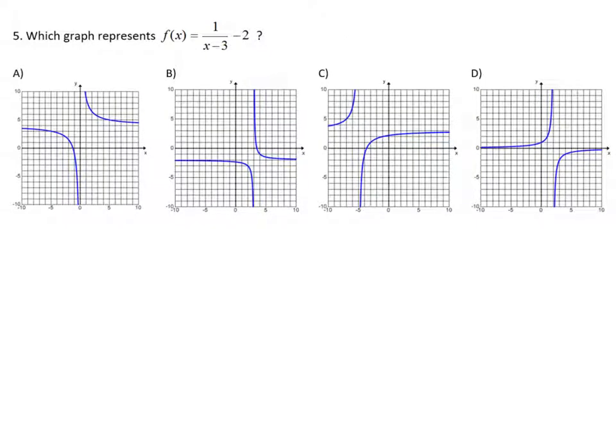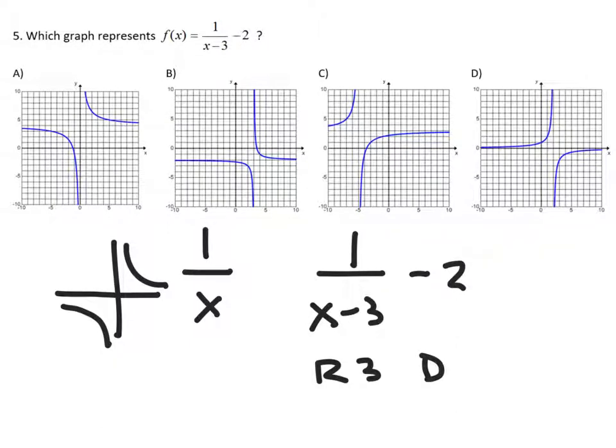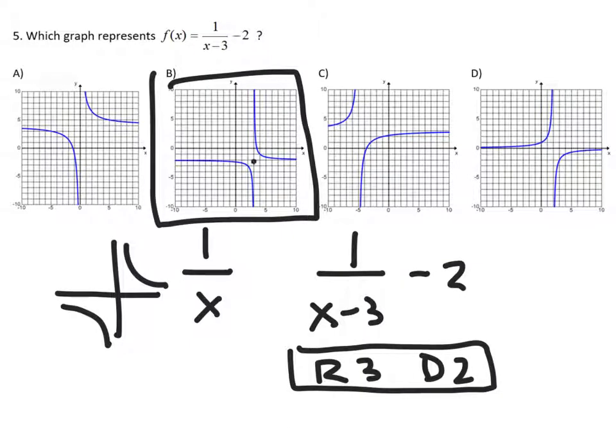In this case, the parent function is 1 over x, and it looks in a very simple form like this. So if we have 1 over x minus 3, we know that means right 3. And if we have the -2 here, that means down 2. So we need to look for the graph that went to the right 3 and down 2, which happens to be this one, right? Because we are at 3 and negative 2 is that centering point. That's what's going on.